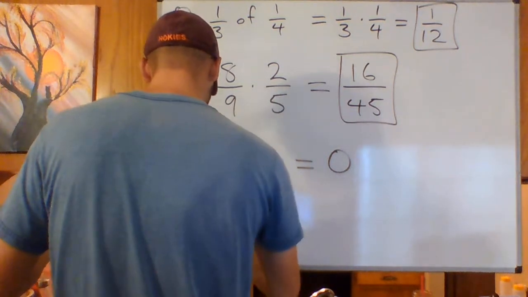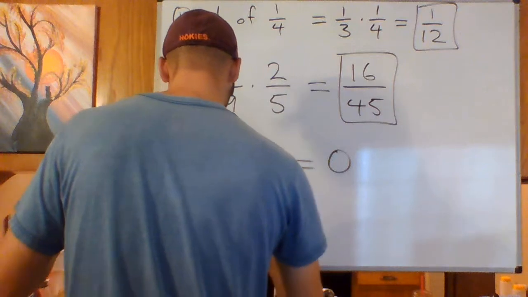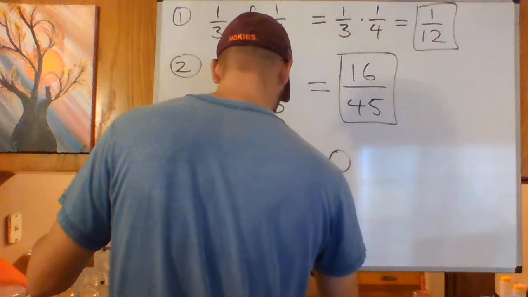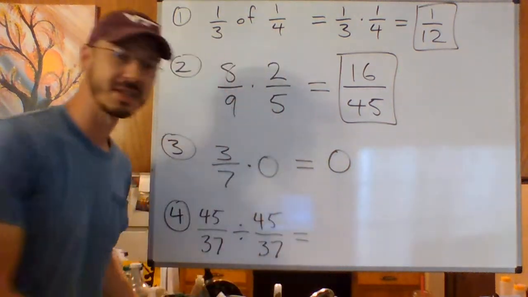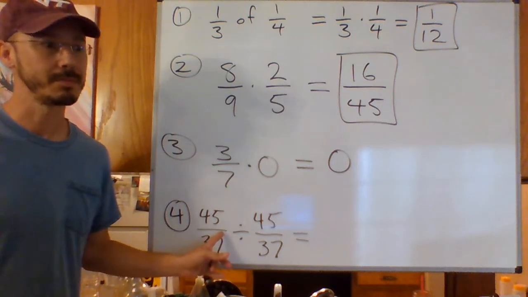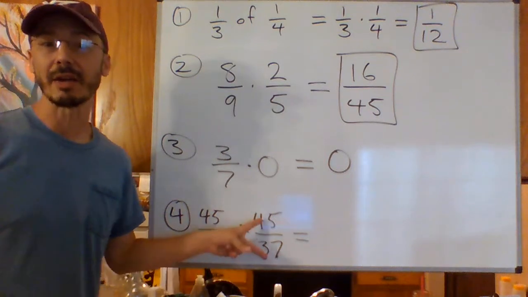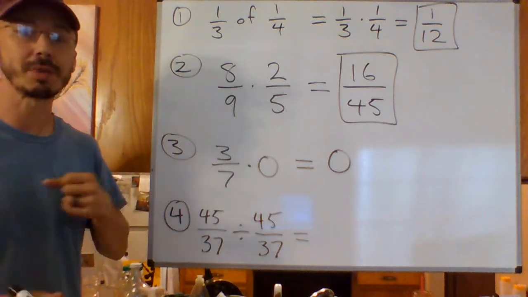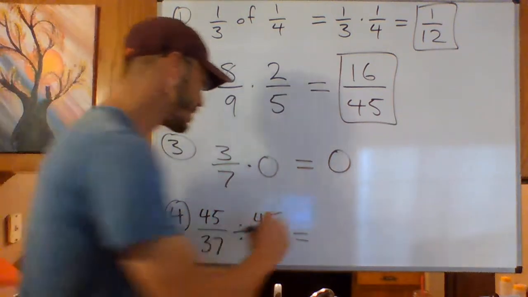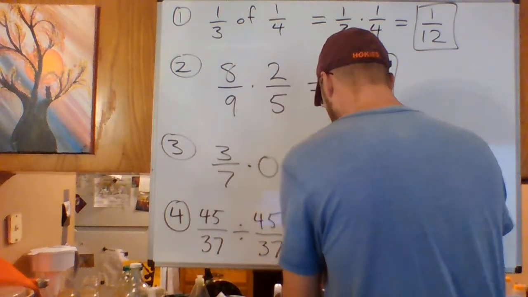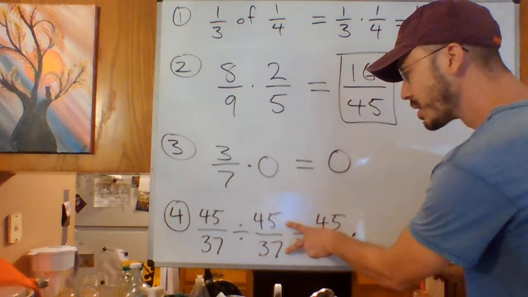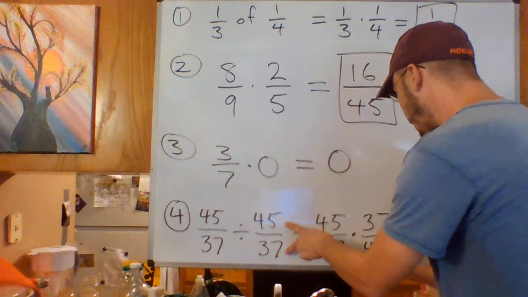I've got 45/37 divided by 45/37. I'm going to treat this as a division problem of fractions. And dividing by a fraction can be accomplished by multiplying by the reciprocal. So the reciprocal is the flip, and it's the second one that flips. I'm going to leave the first one alone. 45/37 times the reciprocal, 37/45.